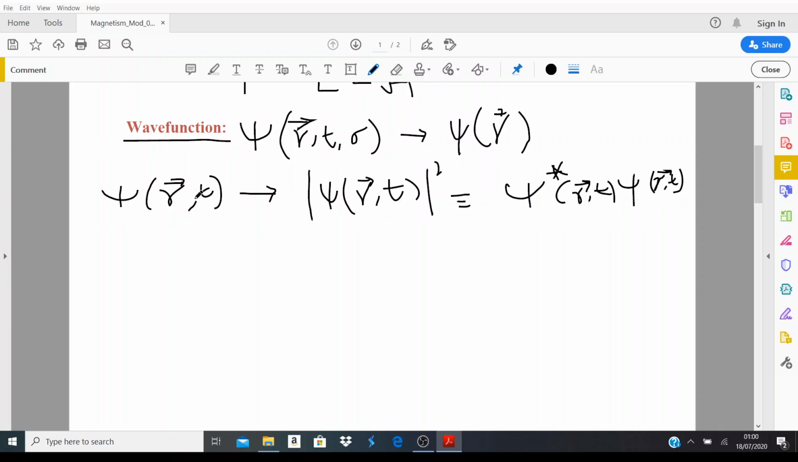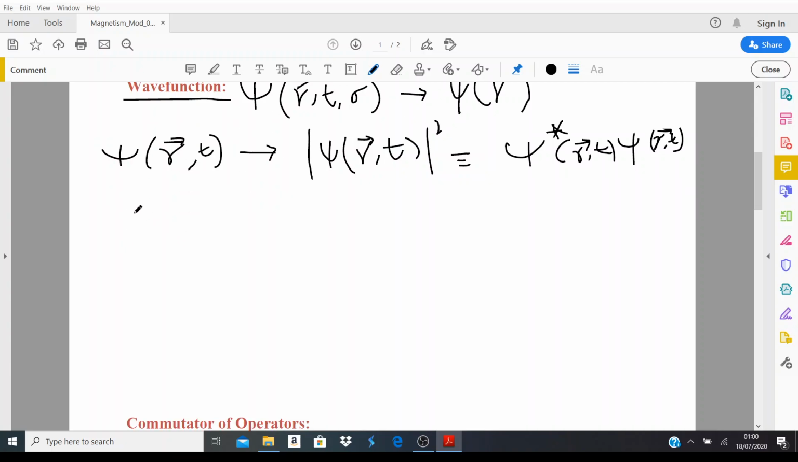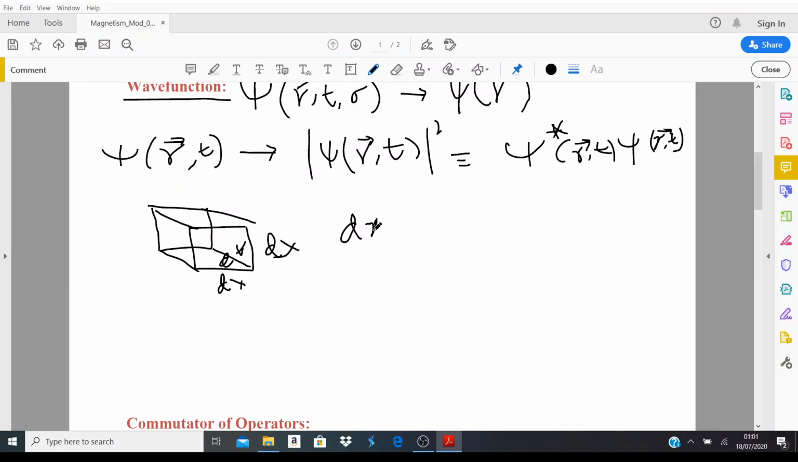Let's say this wave function psi(r,t) represents a particle moving in space in 3 dimensions, right? And let us assume that we have a volume of cubic form, and every side is dx. So dx, dx, and dx. So the volume element has volume dV. This can also be written in shorthand as d cubed x, or d r. They are the same.